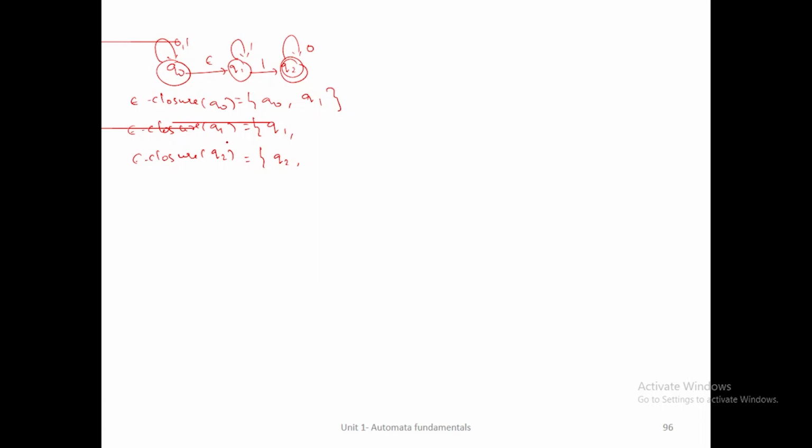Then epsilon closure of Q1: from Q1 there is no outflow, so only Q1 is there. Epsilon closure of Q2: there is no outflow, only Q2 is there. So if you calculate an epsilon closure value, it will never be empty; at least one state will be available. So this is the calculation. I give another example for epsilon closure calculation because it is needed for conversion of epsilon NFA to NFA. So this is the second example.